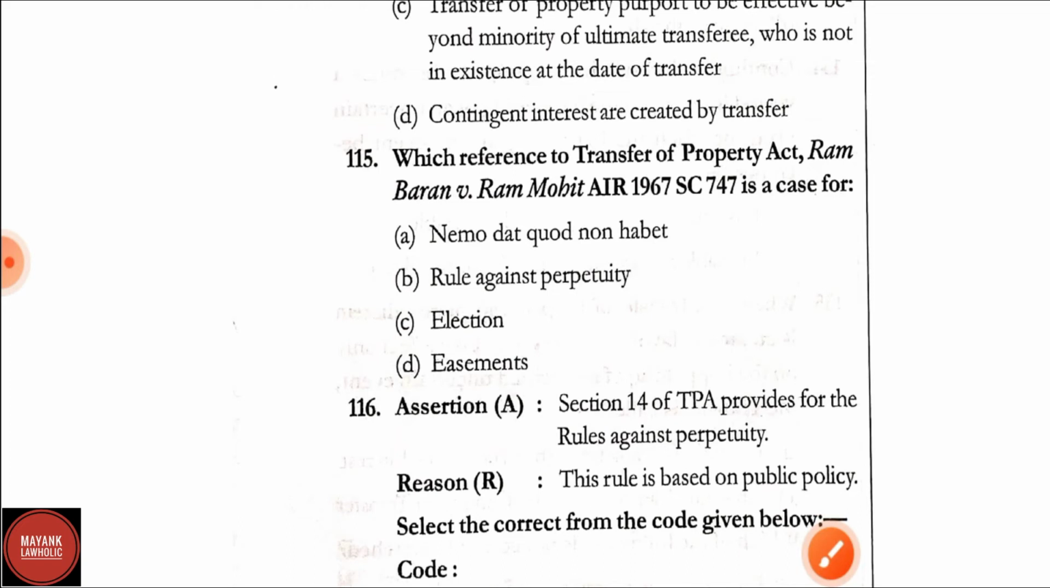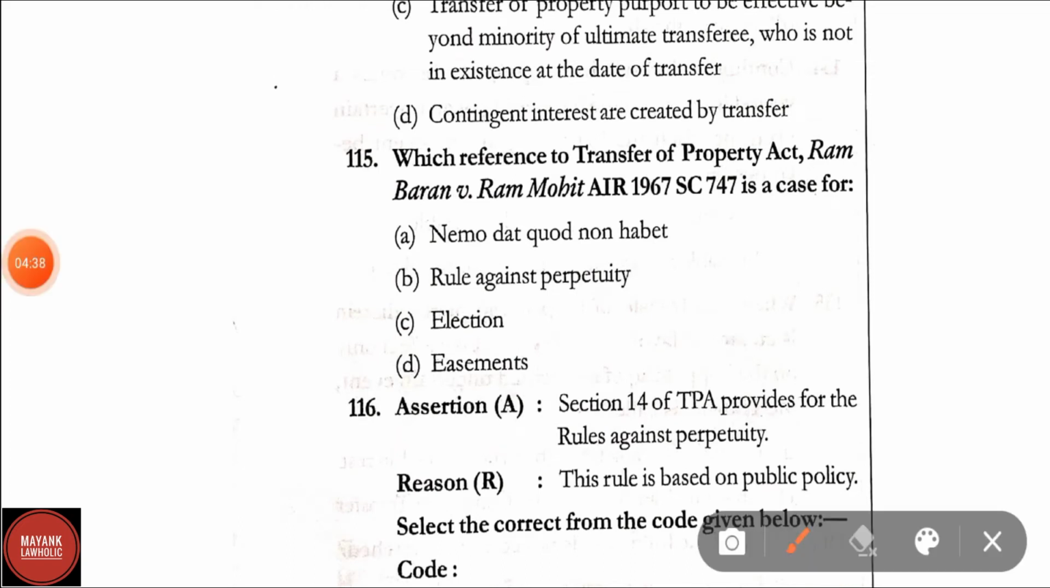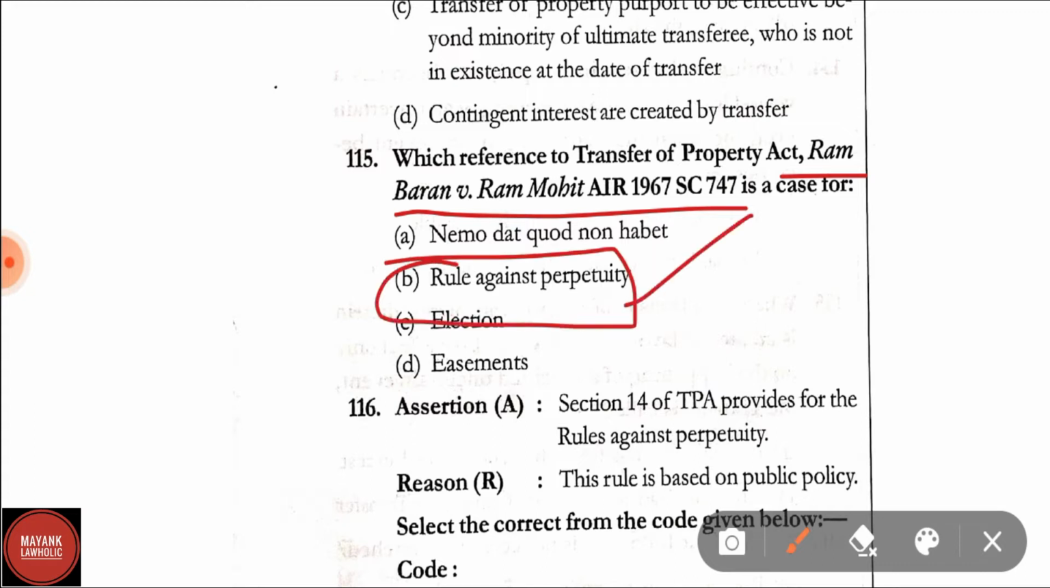Question number 115. With reference to the Transfer of Property Act, Ram Baran versus Ram Mohit AIR 1967 is a case for nemo dat quod non habet, rule against perpetuity, elections, easements. Correct answer is option B, that is rule against perpetuity.